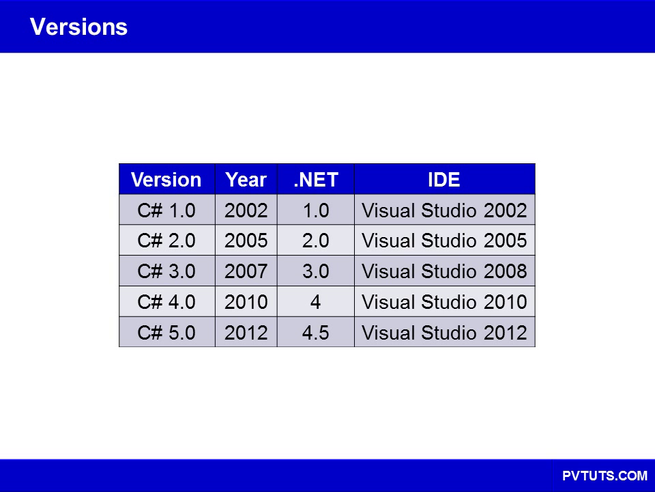The C# language has undergone a number of updates since the initial release of C# 1.0 in 2002. At this time, C# 5.0 is the current version, which was released in 2012. Each version of the language corresponds to a version of Visual Studio, so in order to use the features of C# 5.0 you need Visual Studio, or Visual Studio Express, 2012.